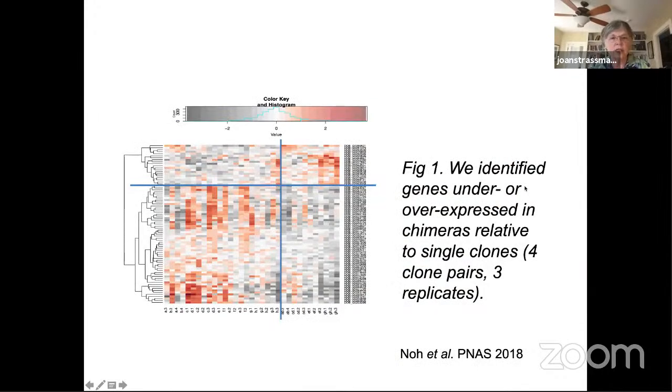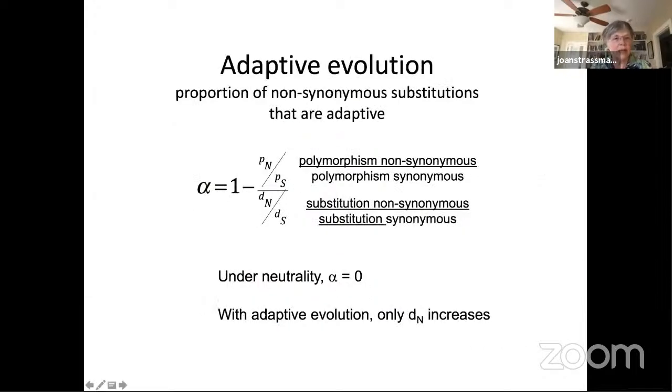So we identified genes that were over or underexpressed in chimeras relative to single clone, to pure clones. And to look at this, we used a measure called alpha, which we actually think is very underused in molecular evolution studies. You should all be using alpha for looking at this sort of thing. And it's the proportion of non-synonymous substitutions that are adaptive. So it's simply 1 minus the proportion of polymorphic non-synonymous over synonymous genes over the substitution non-synonymous over synonymous. So under neutrality, alpha is 0. And then with adaptive evolution, only d sub n increases. So alpha will increase.